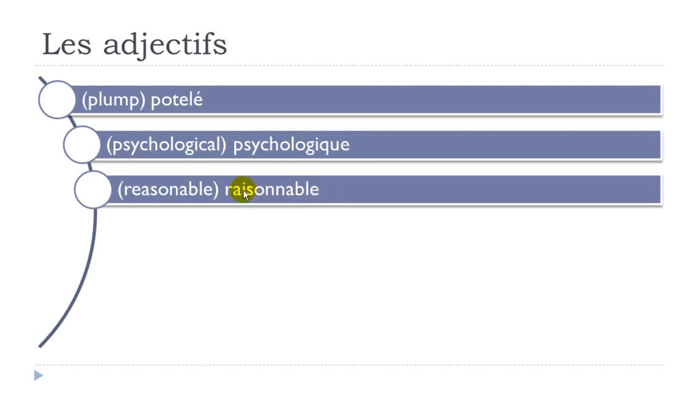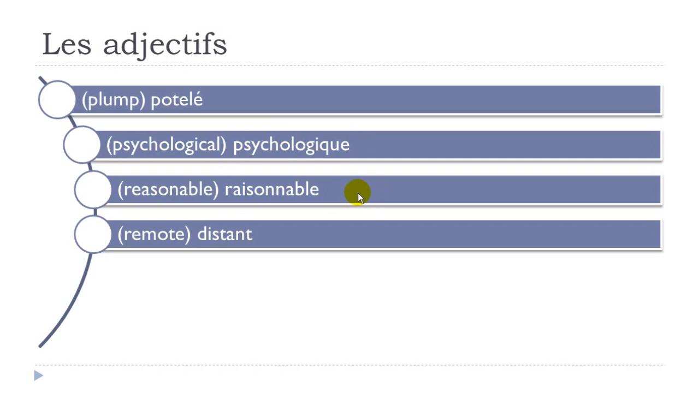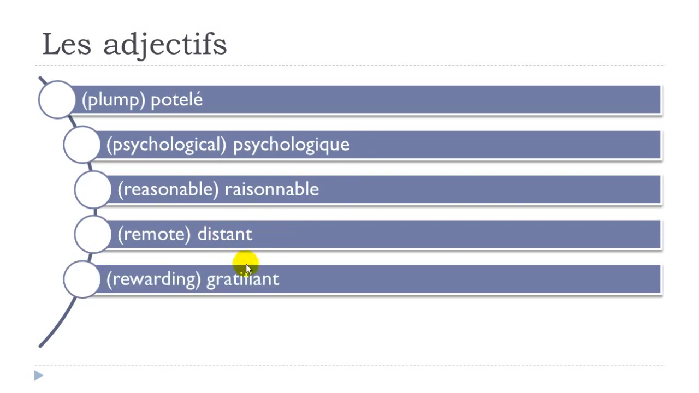Raisonnable. Remember, I together, est. Raisonnable. Distant. Final T not pronounced. Distant. Gratifiant. Same thing here. Final T not pronounced. Gratifiant.